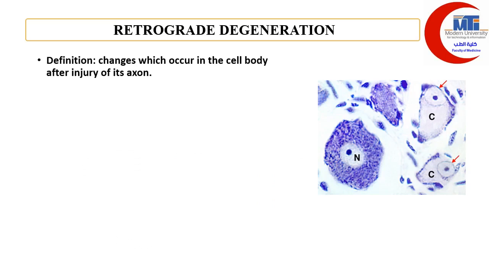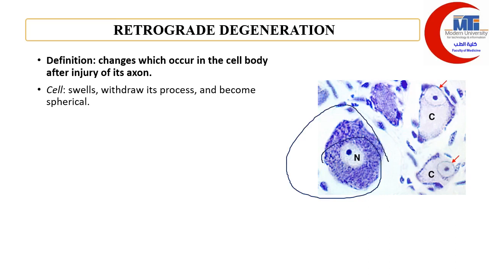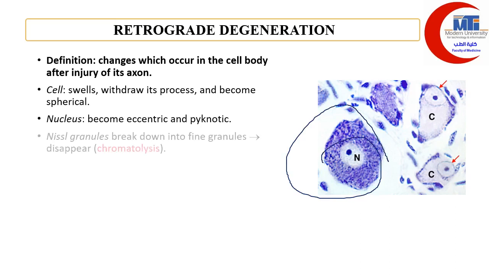Retrograde degeneration means changes which occur in the cell body after injury of its axon. These changes include swelling of the cell, withdrawal of its processes, so there is no process, and the cell becomes spherical. The nucleus becomes eccentric and pyknotic. The Nissl granules break down into fine granules, then disappear.